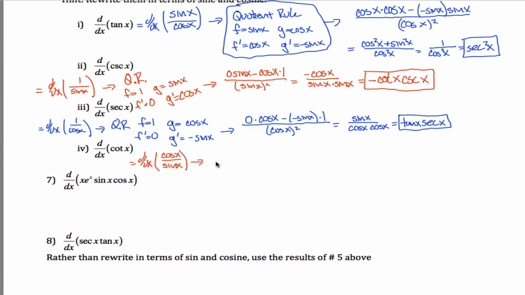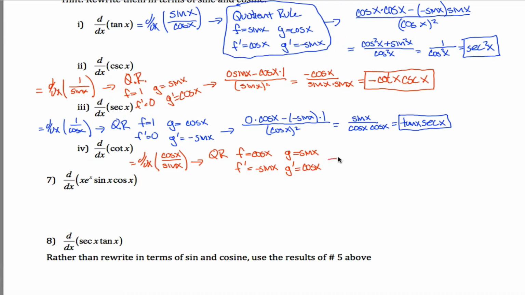So what are you going to do? Same thing you've been doing. You're going to use the quotient rule. Playing the role of f is cosine of x. Playing the role of g is sine of x. f prime would be the derivative of cosine, which is negative sine of x. g prime, the derivative of sine of x, is cosine of x.